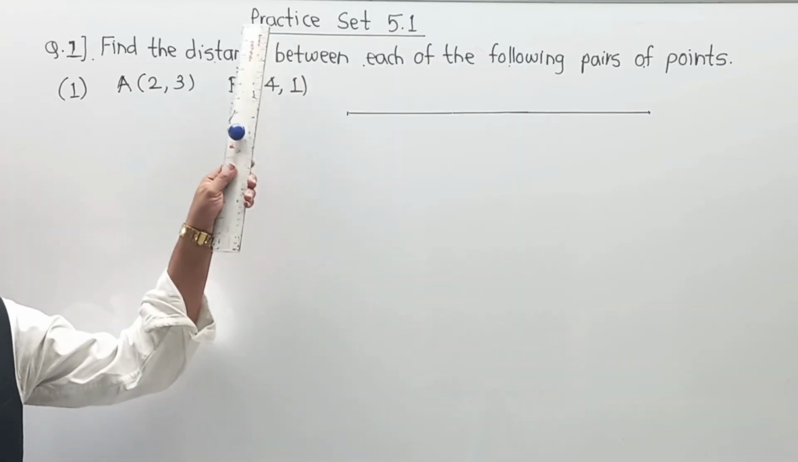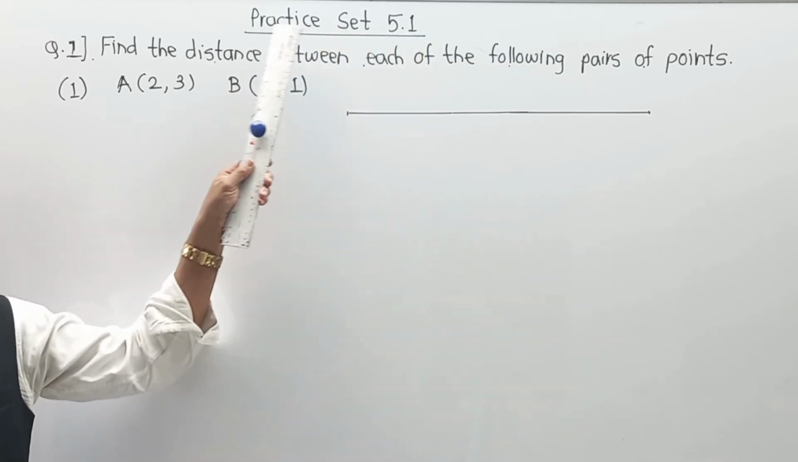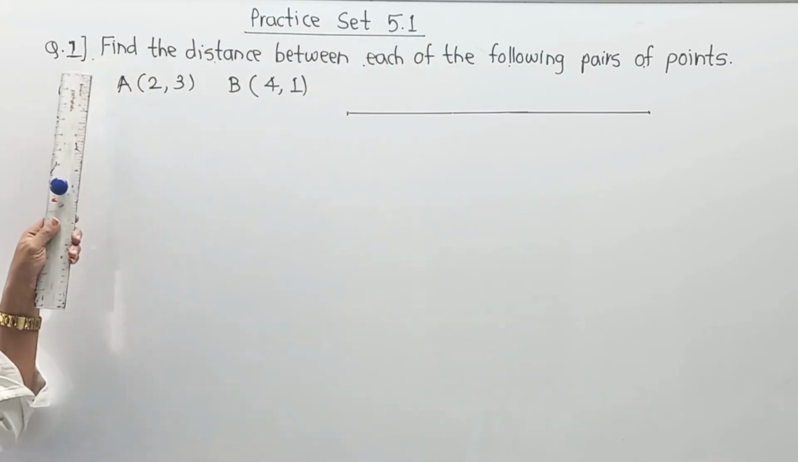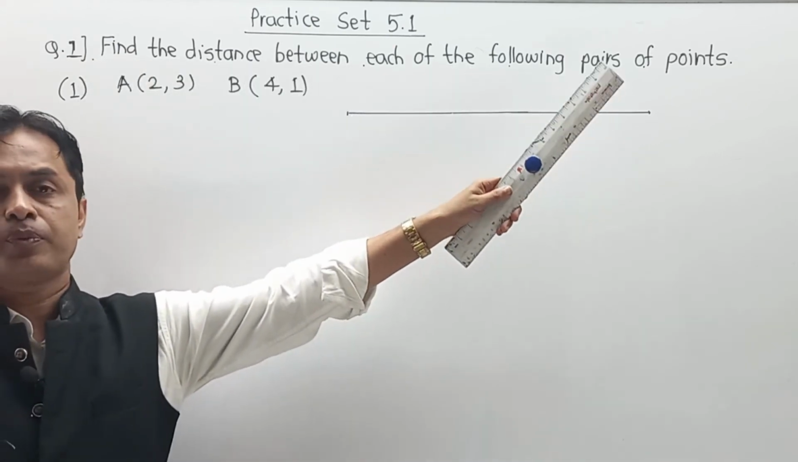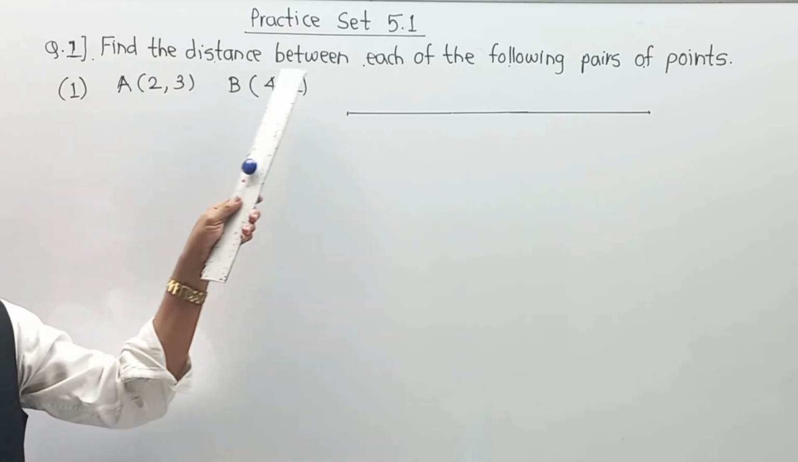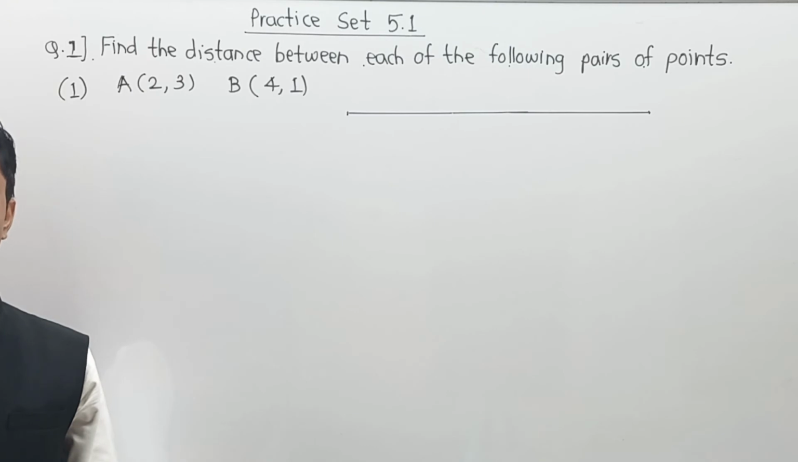Hello friends, now we are going to start practice set 5.1. In practice set 5.1, the first question is: find the distance between each of the following pairs of points. Means they have given us 2 points, a pair of points, and we have to calculate the distance between them. Now logically we are not going to draw any kind of graph or structure, and we are not going to use a scale. We are using the formula, and that is nothing but the distance formula.